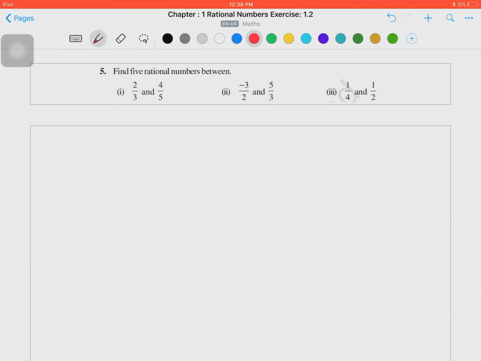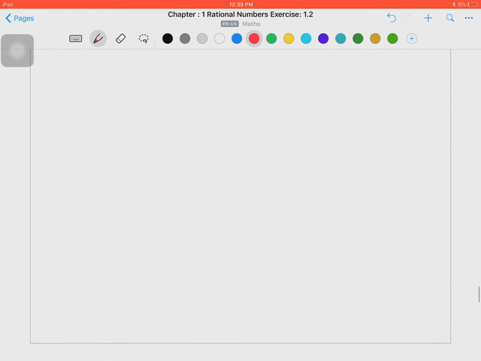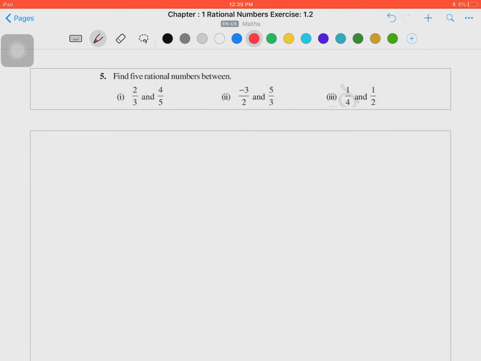Next is, find 5 rational numbers between in these 3 cases. So I will do only the one, the rest 2 will be your homework. You will try them by yourself. Okay, answer number 5, part 1, which is numbers are 2 by 3 and 4 by 5.